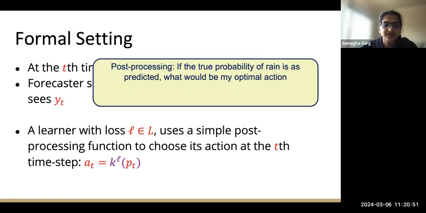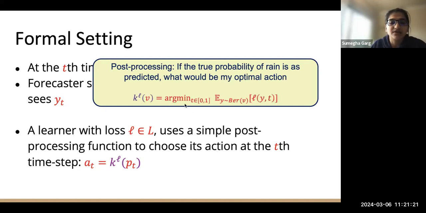It's just using these predictions to take actions. A bit about this post-processing function. In general, in the batch setting, so this is a side note, it makes sense that the post-processing function is of this form: if the true probability of rain is as predicted, what would be my optimal action? So if PT was actually P star, which is the true probability of rain, then what action would I take? That action is given by the argmin, the action that minimizes the expected loss when the label is drawn from Bernoulli of this prediction value. If the label was actually drawn from PT, what would be the action that optimizes my loss?